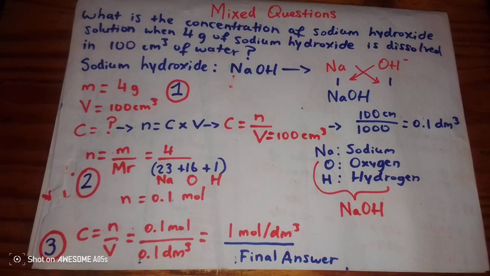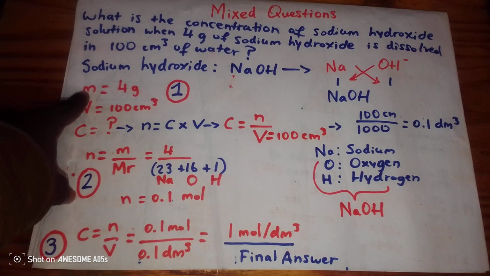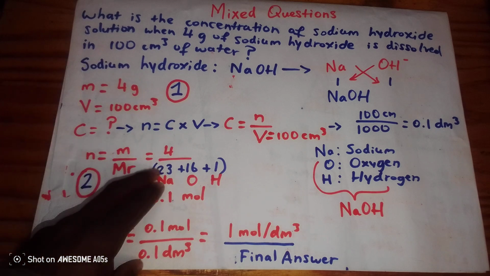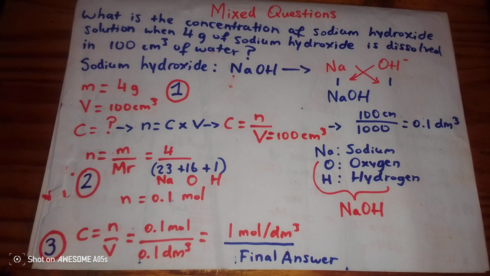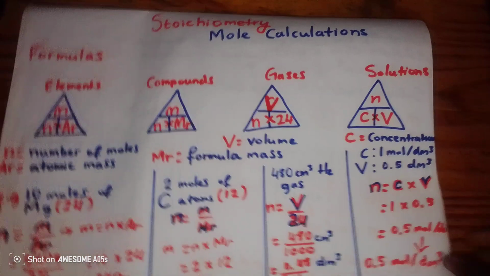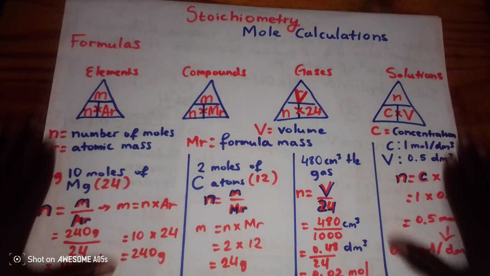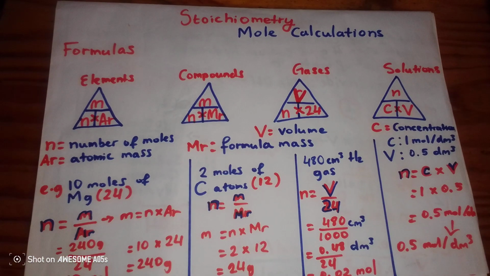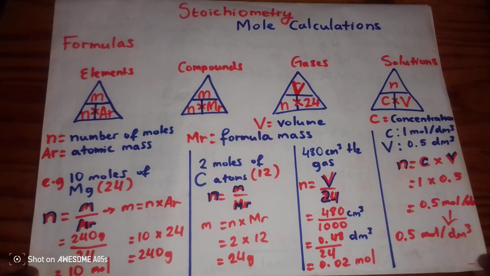So for any mixed question you have, always remember to identify first what you were given and what you were asked. Based on these, you will form equations from your triangles, which were of course mentioned in the beginning, right over here. And these will help you greatly in order to finally answer all your mixed questions.